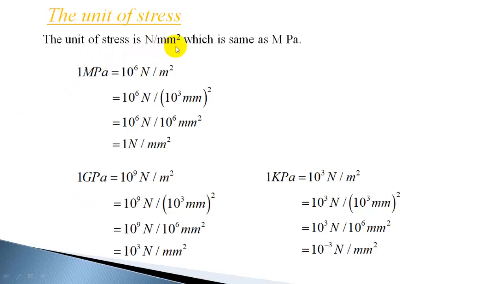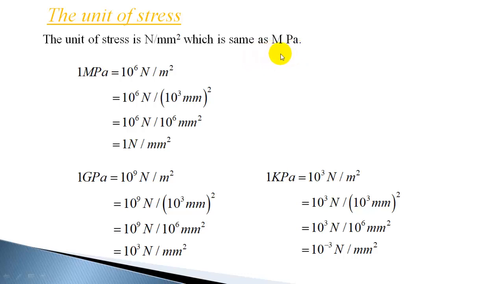We can use centimeter square or meter square, but mm square is more appropriate, because usually the area of cross section cannot be in meter square. You'll usually get mm square. All structural members will have a limited area of cross section, so you can take it in mm square, and the forces you can always put in Newton. Even if it's given in kilonewton, you can take it in Newton. So generally the unit used is Newton per mm square, and it's also equivalent to megapascal.